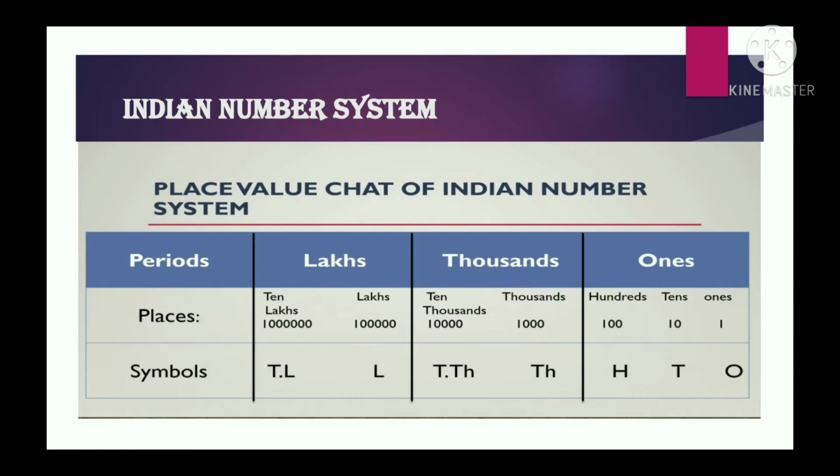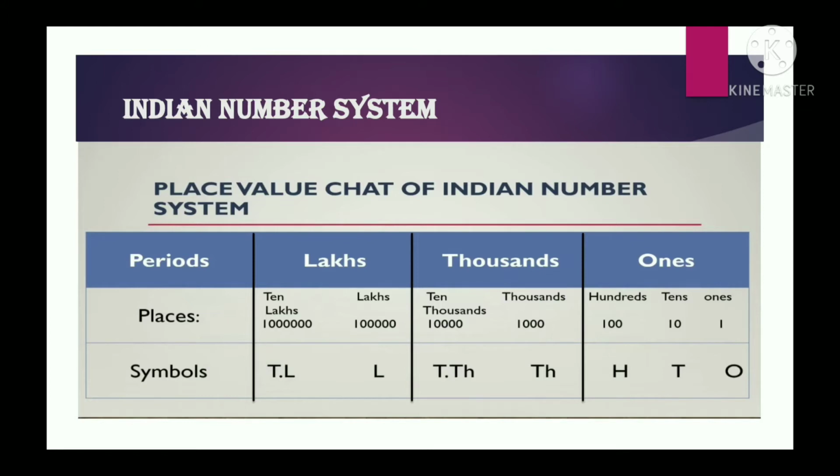Now students, the next topic is the Indian number system. The numbers above that you have studied are in the Indian number system. Here I am going to show you with the help of the place value chart. How do we read the Indian number system? Students, in the Indian number system, the periods are like this: ones, thousand, lakhs, crores, etc. But here we only study till 7 digits.